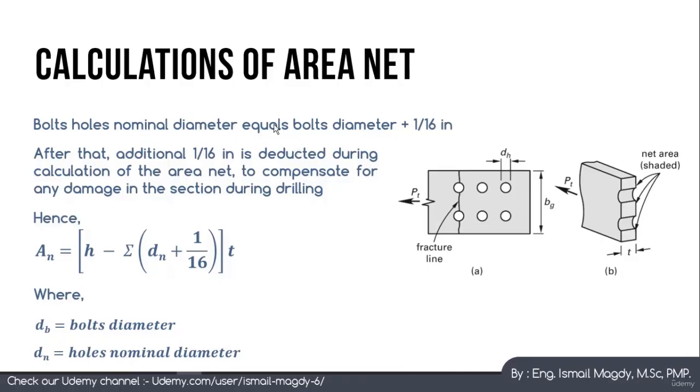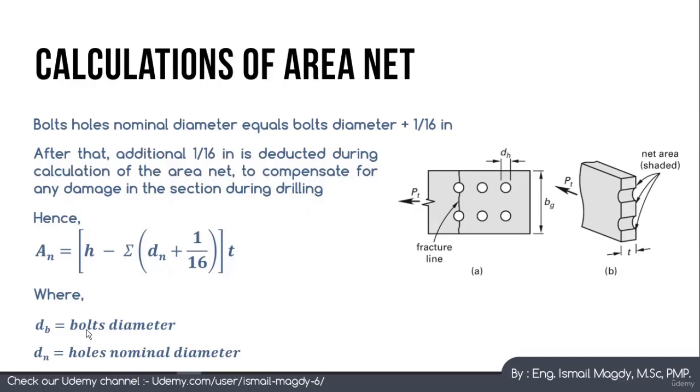The bolt hole's nominal diameter equals the bolt's diameter plus 1/16 inch. This makes sense because if our bolt, for example, is 1 inch, there is no way that this hole is going to equal exactly 1 inch. There must be some kind of tolerance at each side of the hole. This is why if the bolt is 1 inch, this means that the nominal hole diameter is going to be 1 plus 1/16 inch. After that, we deduct another 1/16 inch for each bolt hole to compensate for any damage that is going to occur during the drilling.